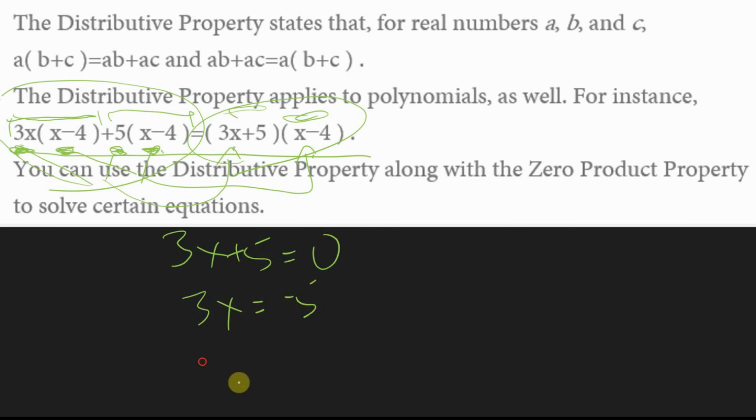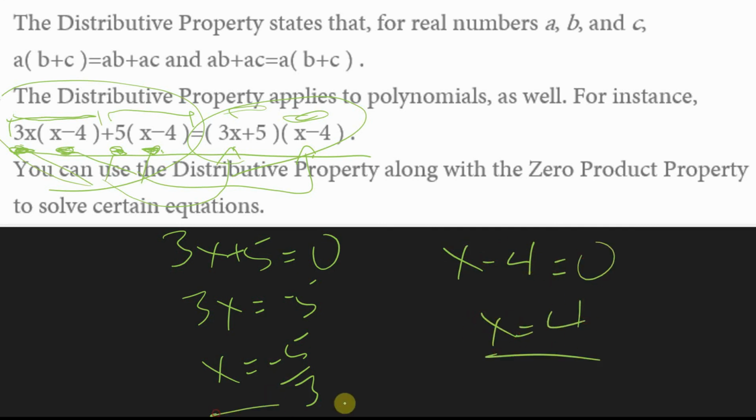Divide both sides by 3, and I get x equals negative 5 thirds. I do the same thing with x minus 4 equals 0. Add 4 to both sides, and I get x equals 4. So these right here are my solutions. These are my zeros. These are my x-intercepts. So of course, this is exactly what I'm going to be doing a lot of in the next topic.